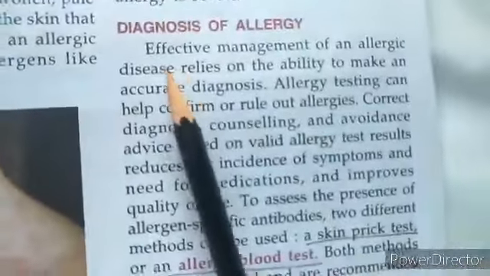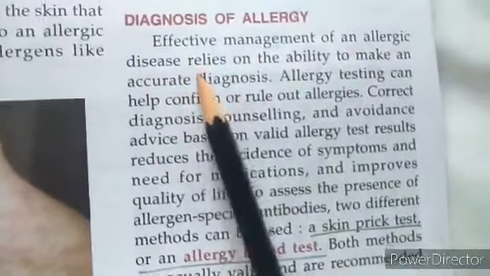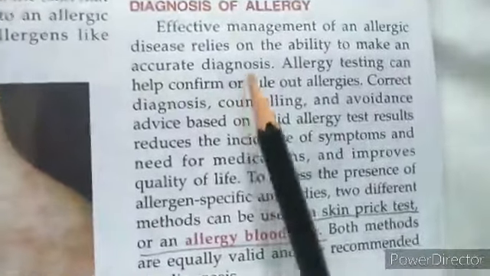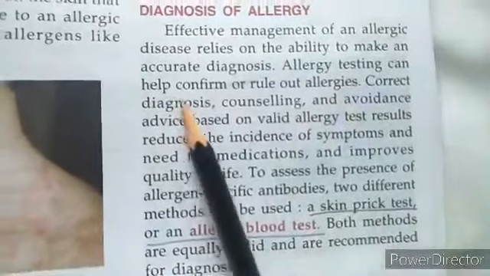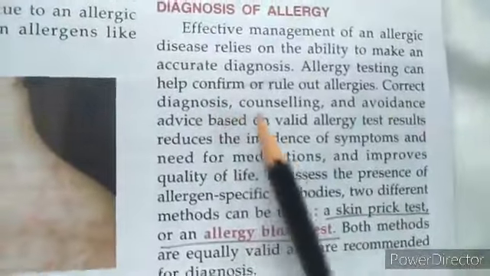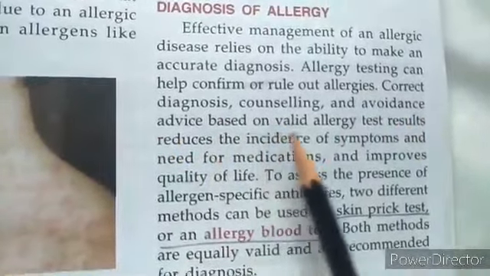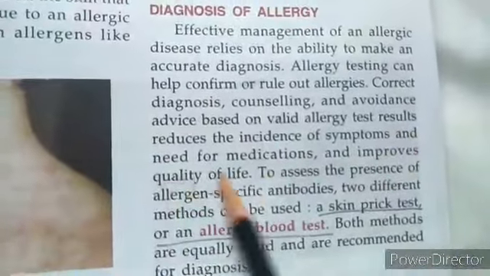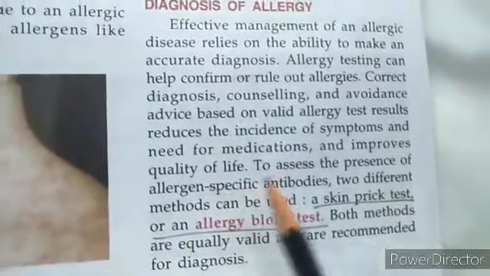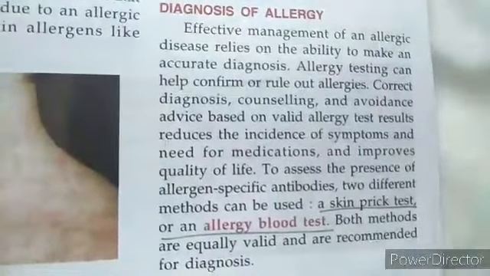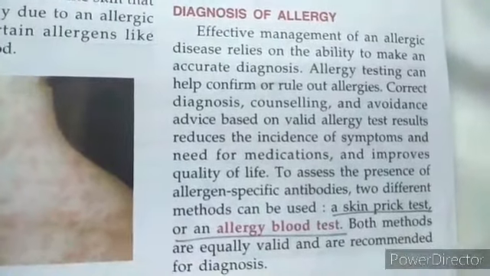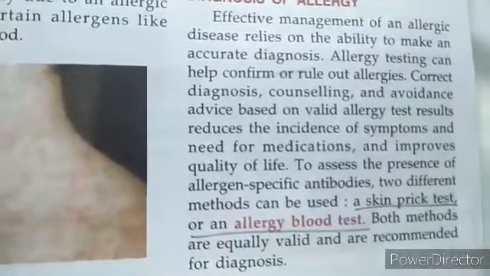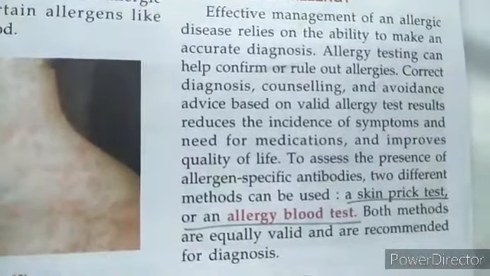Now let's have a look here. Effective management of an allergic disease relies on the ability to make an accurate diagnosis, to find out clearly the facts related to the allergy. Allergy testing can help confirm or rule out allergies. Correct diagnosis, counseling, and avoidance advice based on valid allergy test results reduces the incidence of symptoms and the need for medication, and improves quality of life. So if you are able to find out what exactly the cause of the problem is, then you can take counseling and proper advice, and if required certain medicines in time, it can improve the quality of your life, because you will feel relieved and you'll be able to avoid any allergic condition.